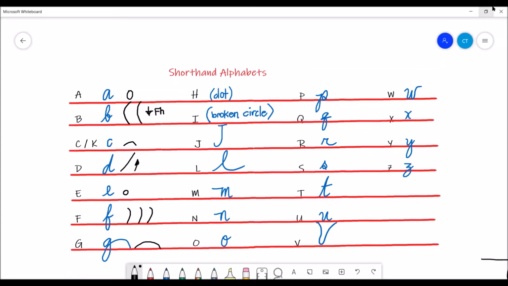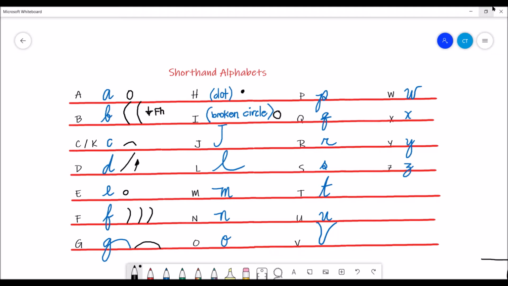Letter G is much longer than letter C. It's a forward stroke. Then H, as per principle, it is written at the beginning. It is a dot at the beginning of the vowel. Broken circle, as per principle, it is a big circle similar with letter A. However, there is a broken line at the center.